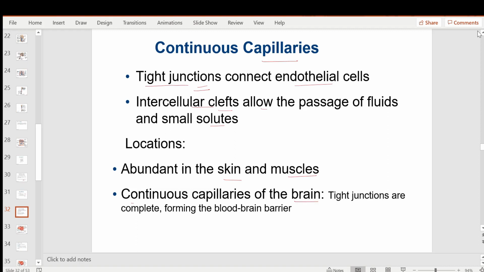However, the continuous capillaries in the brain are less permeable than the continuous capillaries of your skin and muscles. Why is that? Because you know that brain tissue is highly sensitive. So the wall of the continuous capillaries in the brain is least permeable, will not let any toxic chemicals enter into the brain tissue. Okay, so that is called blood brain barrier.